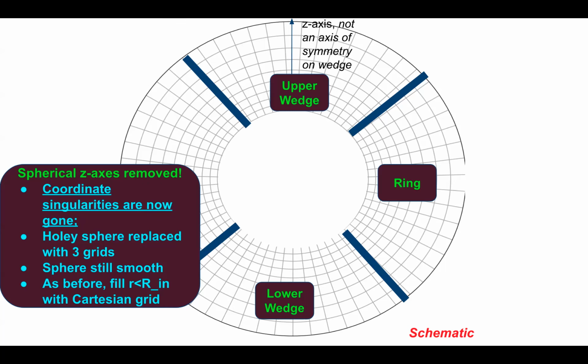The sphere is still smooth, both on the inner part, which comes from the inner radius of that ring, a constant r, and also the outer radius of the ring, which is a constant r. This is a smooth patch. So it's smooth on the inside, smooth on the outside, inner radius and outer radius.